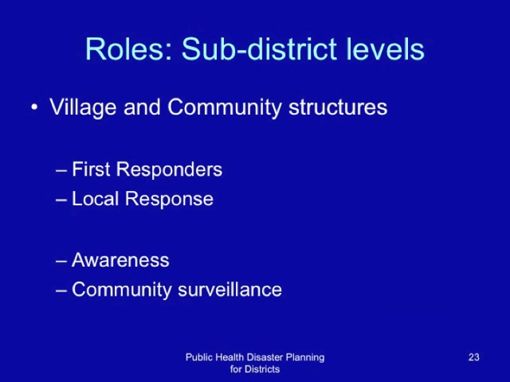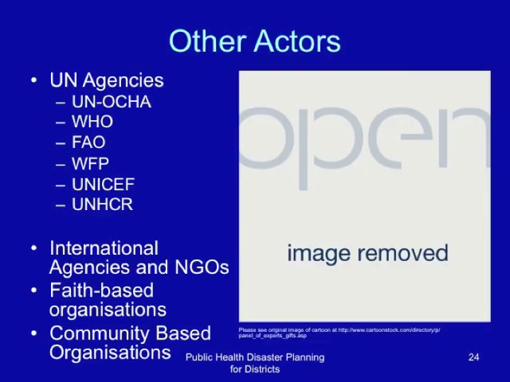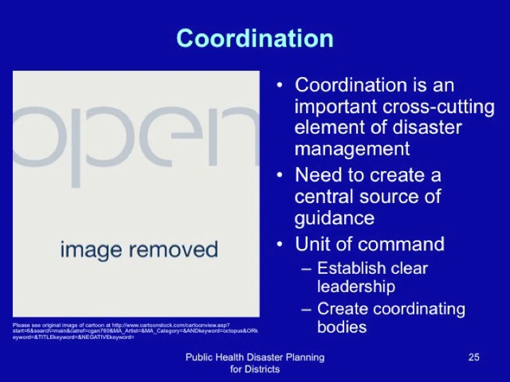Other actors include UN agencies, international agencies and NGOs, faith-based organizations, community-based organizations, and the civil society. Coordination is an important cross-cutting element of disaster management. These need to create a central source of guidance, a unit of command, establish clear leadership, and create coordinating bodies that are related to the command structure.